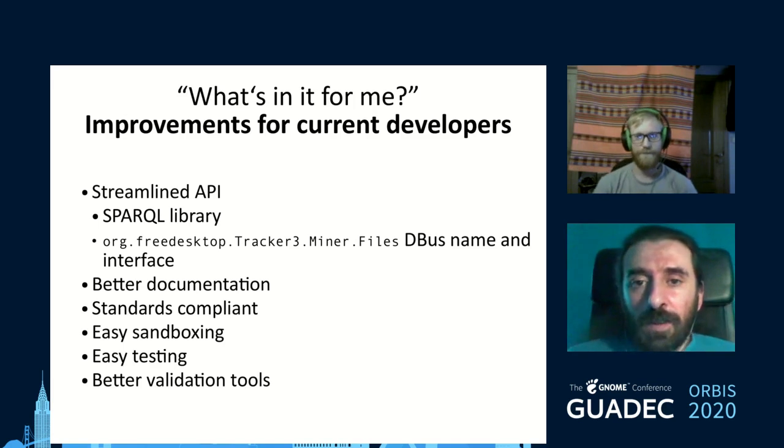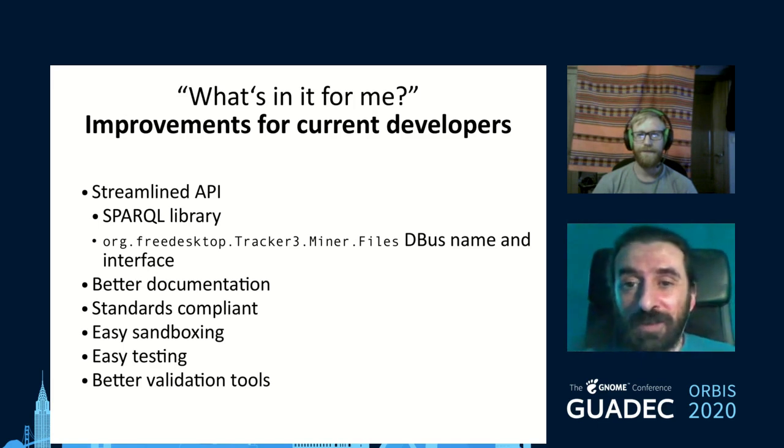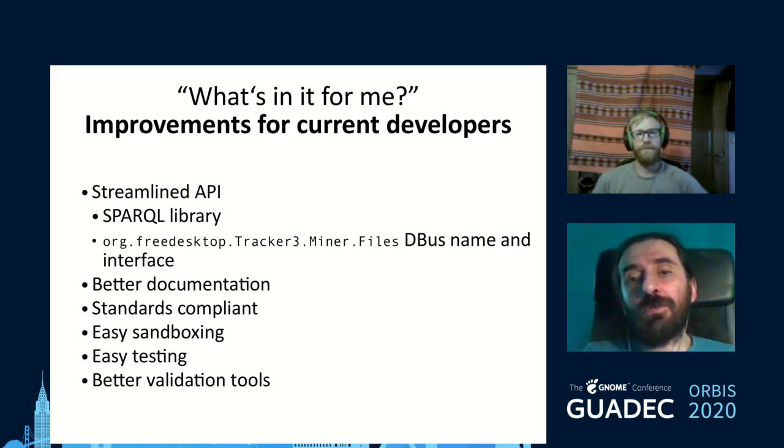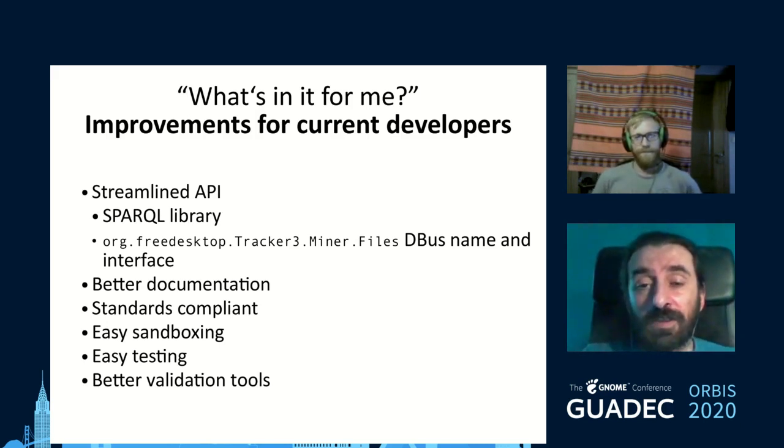Yeah, so for current developers, I try to split this section between current developers and prospective developers. What you get here is a streamlined API. In Tracker 2 we have three libraries. One, the classical Sparkle library, which is the only one staying. Then you have another one to implement miners, which no one ever used in more than a decade. And you have the Tracker miner control API, which some projects use.